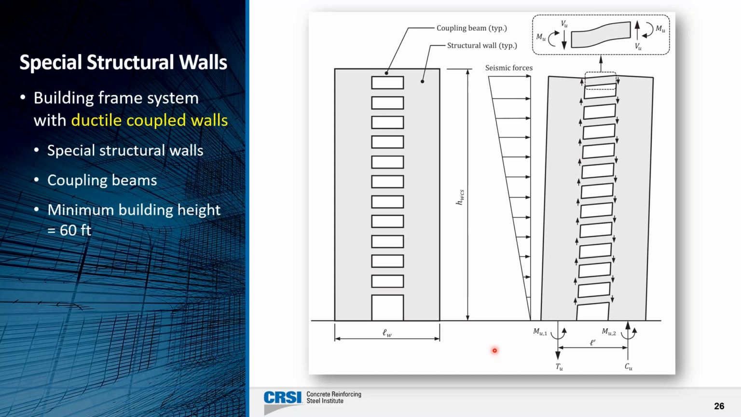So a new system was created, which is called a ductile coupled wall system, which consists of special structural walls and coupling beams that have specific requirements that go along with each that we're going to cover next. Now, there are height limits for this system, but there's also a minimum building height of 60 feet. And the reason for that is anything less than that, you're not going to achieve the ductility that would be needed to come up with what's anticipated for this particular system.